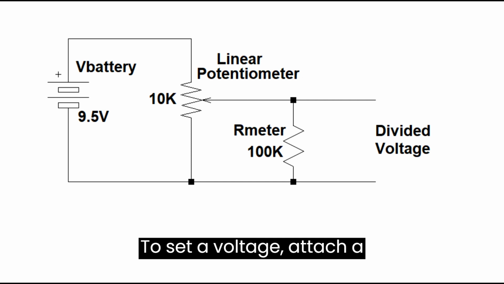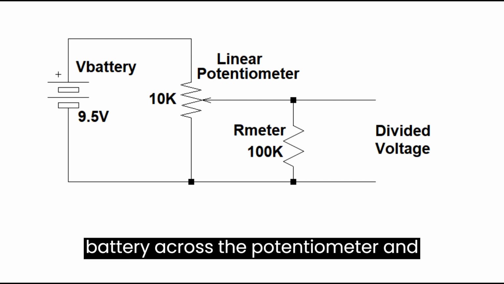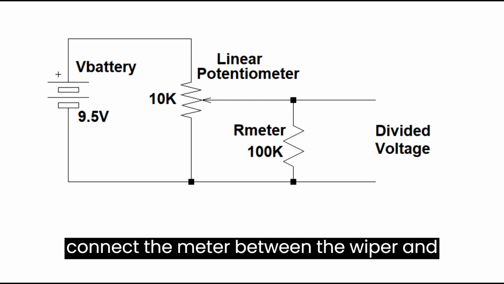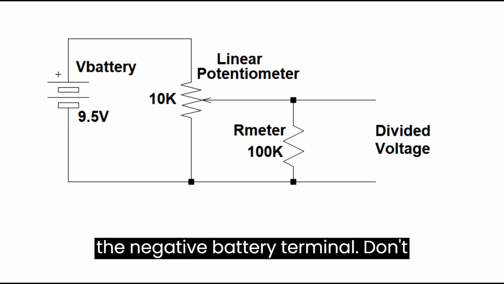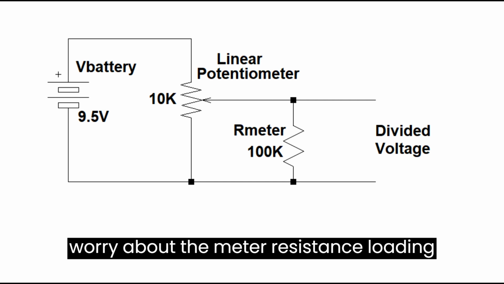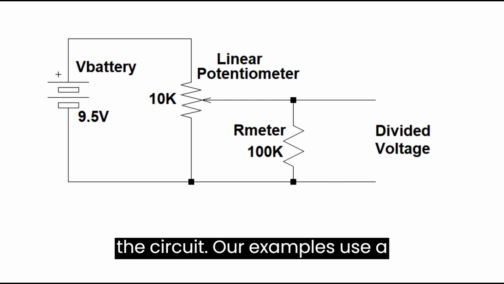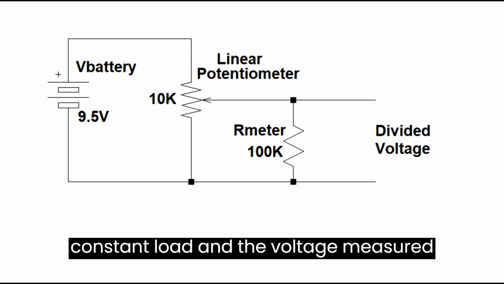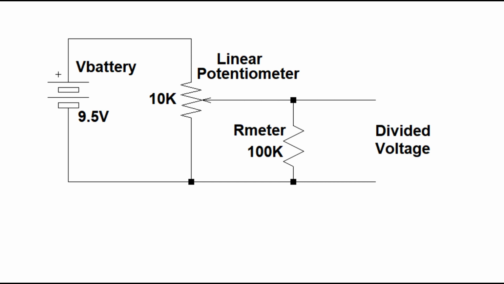To set a voltage, attach a battery across the potentiometer and connect the meter between the wiper and the negative battery terminal. Don't worry about the meter resistance loading the circuit. Our examples use a constant load and the voltage measured will be correct.